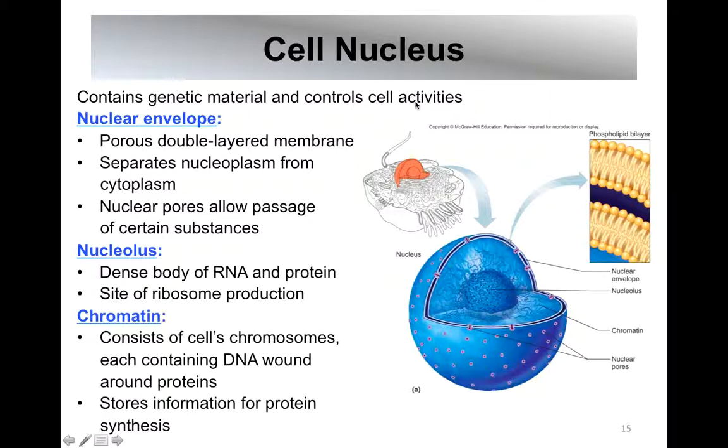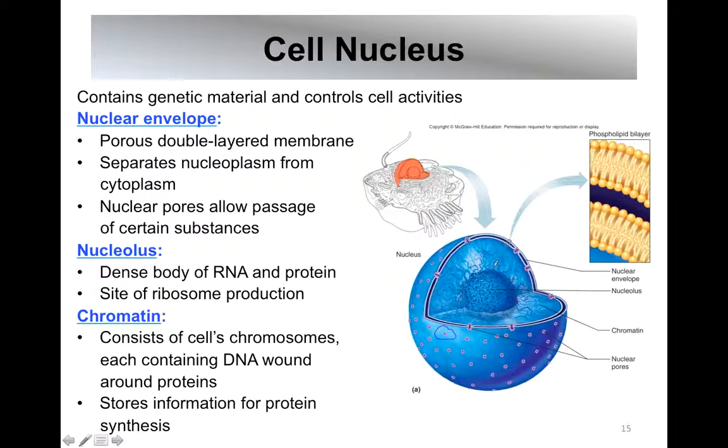Okay, the nucleus. The nucleus is a place where we store our genetic material. The nucleus is surrounded by a nuclear envelope. Nuclear envelope is just a double membrane. It's almost like its own cell membrane. Nucleus has these nuclear pores through it, and the nuclear pores are how stuff enters and leaves the nucleus.